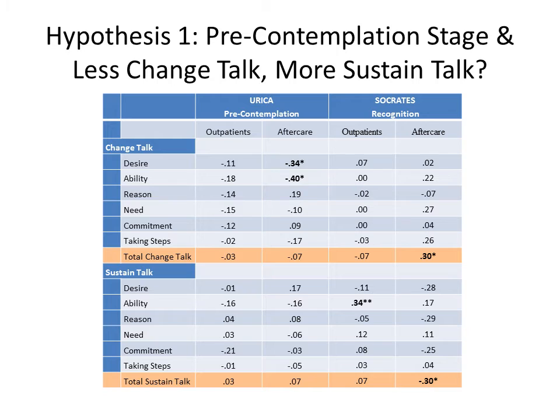As you can see for the aftercare sample, for the Socrates recognition scale, higher recognition is associated with more total change talk. That is consistent with the hypothesis we have here, because remember that Socrates recognition is inversely related to pre-contemplation. We see the same correlation for total sustained talk, where for the aftercare population, the Socrates recognition scale was negatively correlated with total sustained talk. However, this finding doesn't replicate for outpatients with the Socrates measure, nor does it replicate for outpatients or aftercare patients for the Eureka pre-contemplation measure.